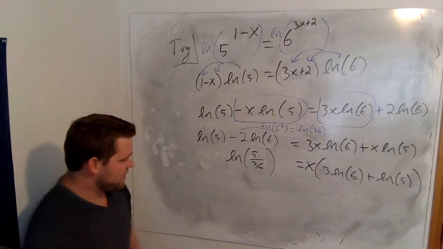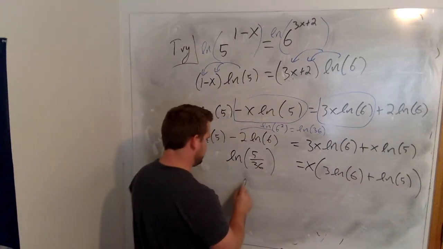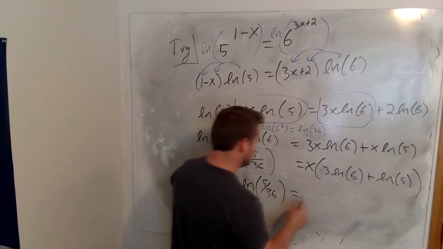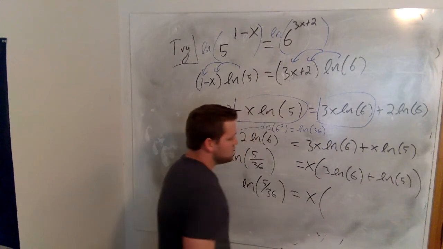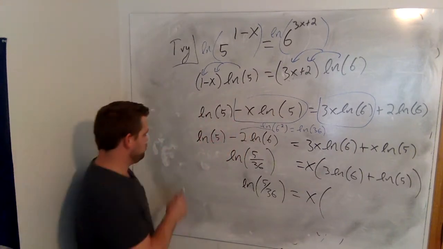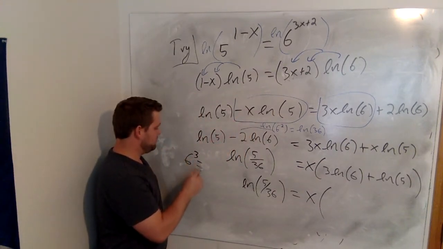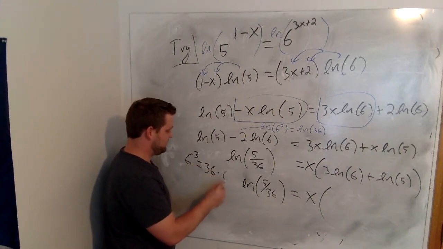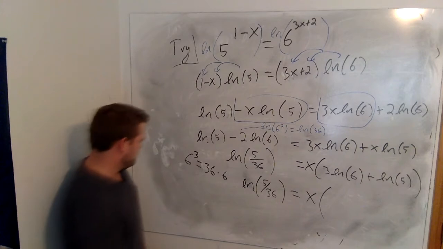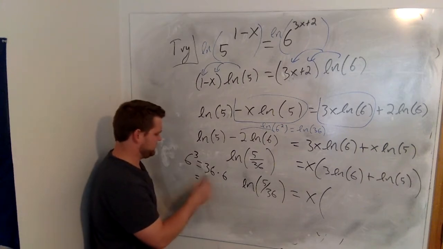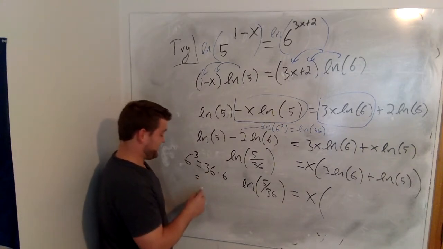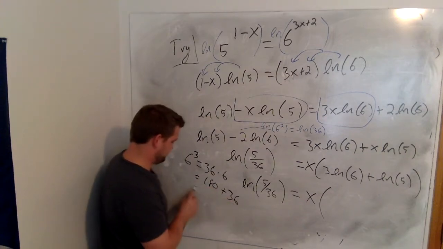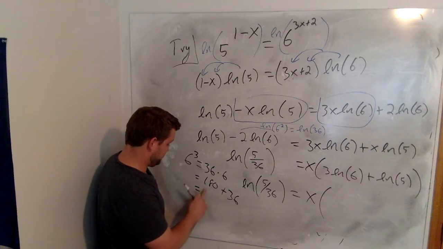Okay, we can clean up the right-hand side too. So what do we have? We have the natural log of 5 over 36 equal to x times, well, we have 6 cubed. What is it? That's 6 times 6, so that's 36 times an extra 6. I'm terrible at multiplying things in my head. So 6 times 30 is 180 plus an extra 36.